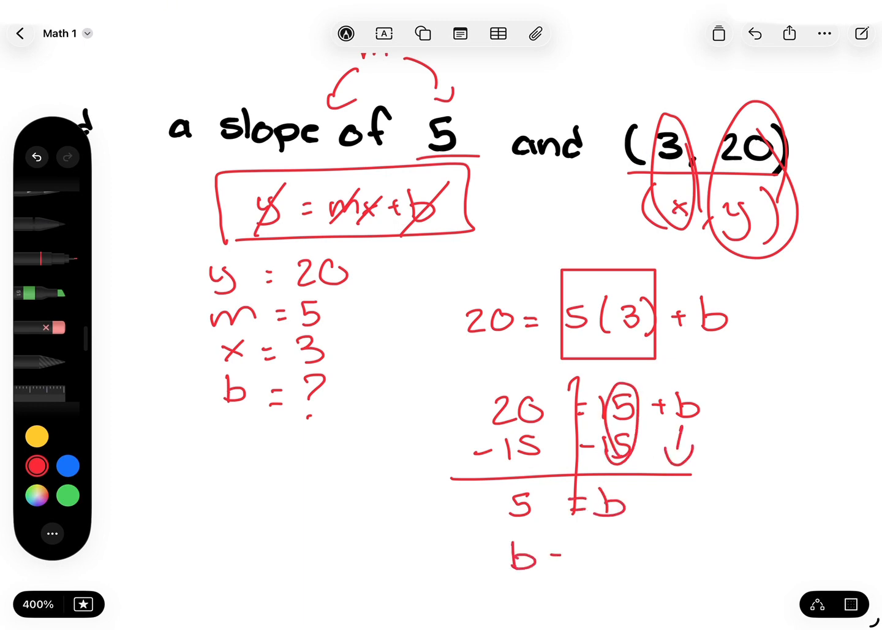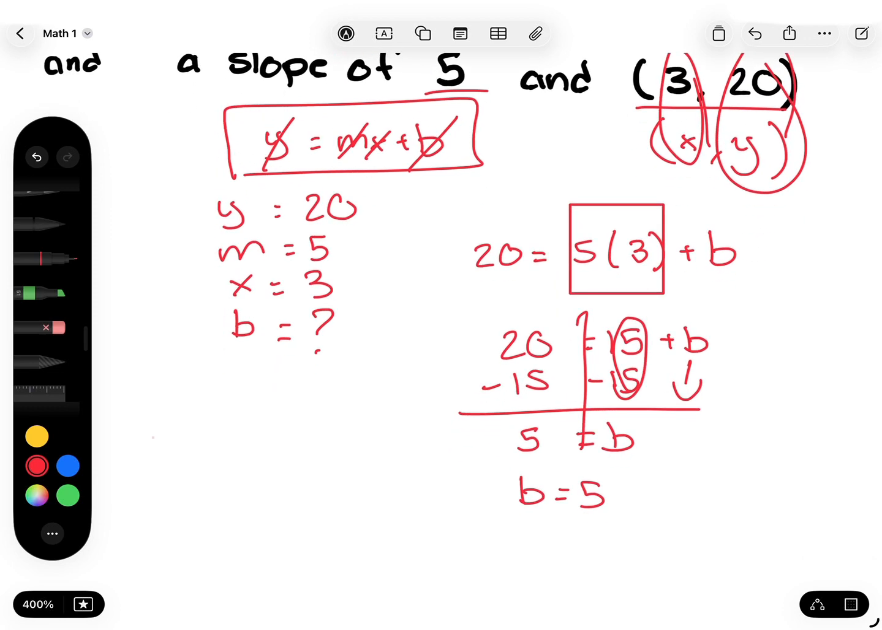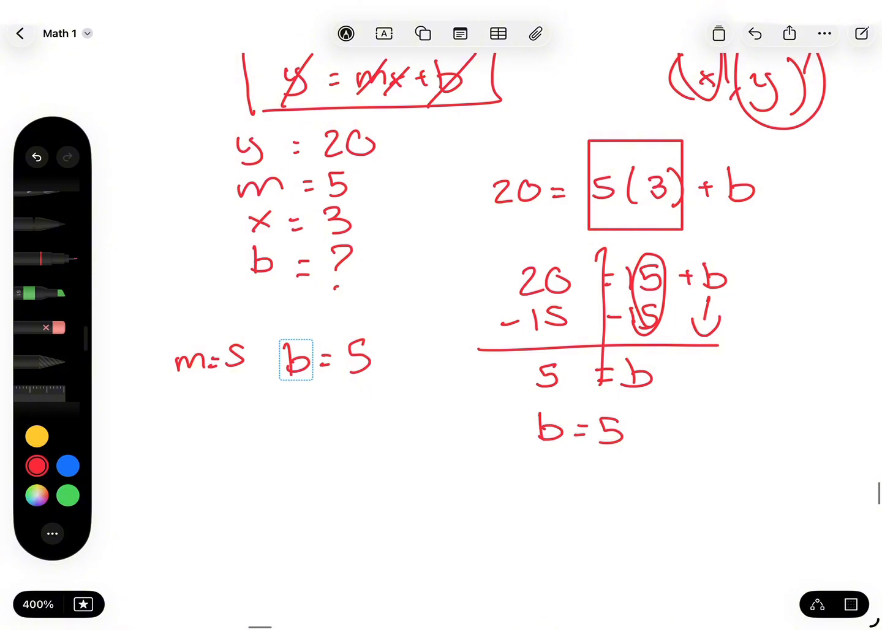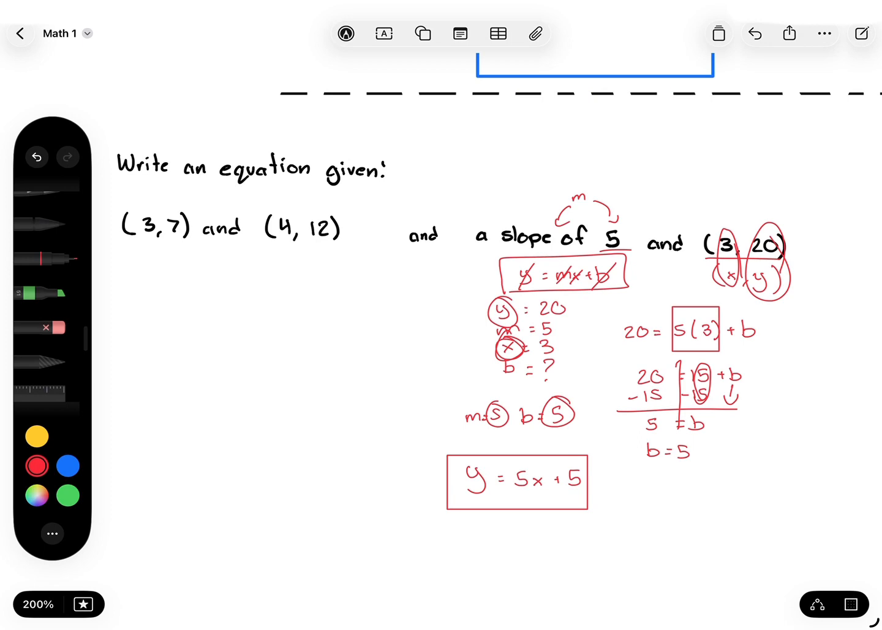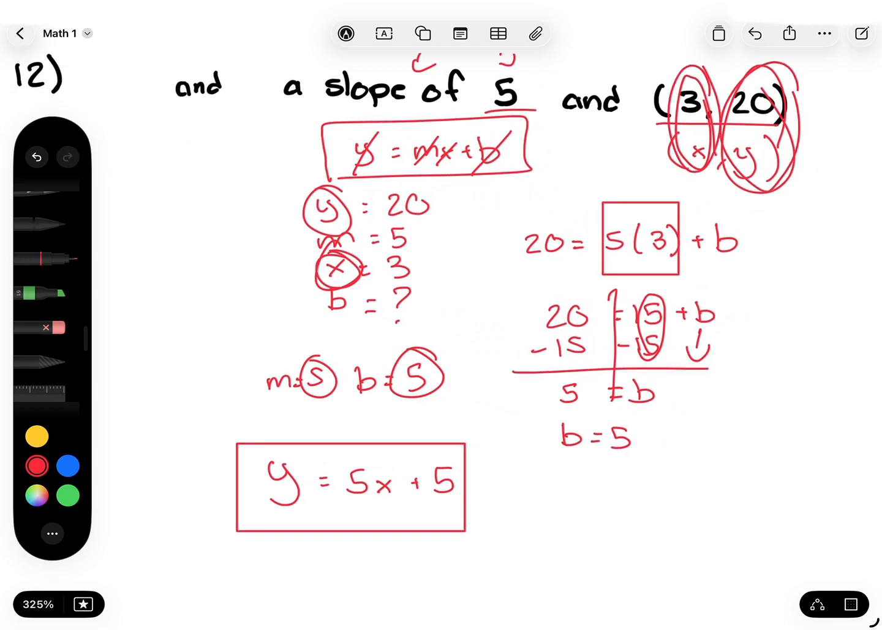So b equals 5. Now that we're given m is equal to 5 and b is equal to 5 as well, we can write our equation using y and x. So y equals 5x plus 5. And there you go. So now if you plug this number into the equation, you're going to get a true answer. 3 times 5 is 15, 15 plus 5 is 20.